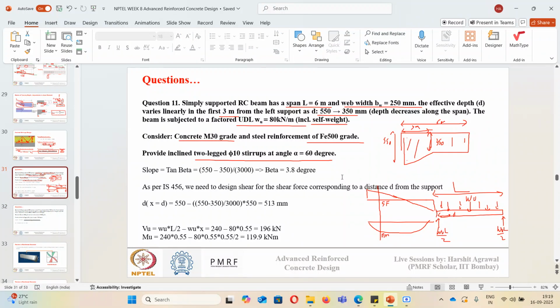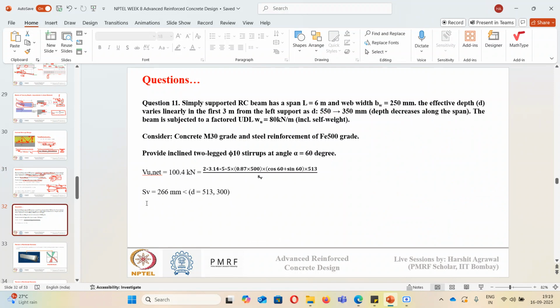Basically, I wanted to tell you how we approach the question. We'll first determine the angle at which the depth is decreasing. Then we'll determine the distance d from the support at which we need to find the shear force and the bending moment. We will find the shear force and the bending moment. Once we find them, we'll estimate the net shear that we want to resist, based on whether the depth is increasing or decreasing in the direction of the span.